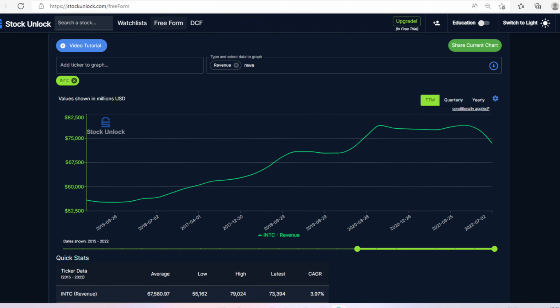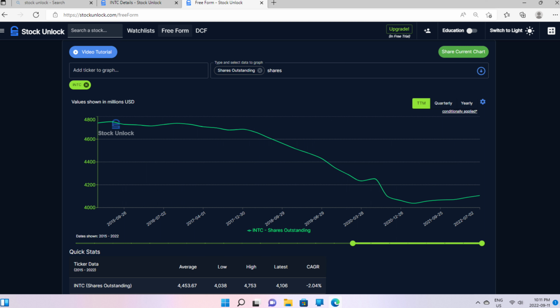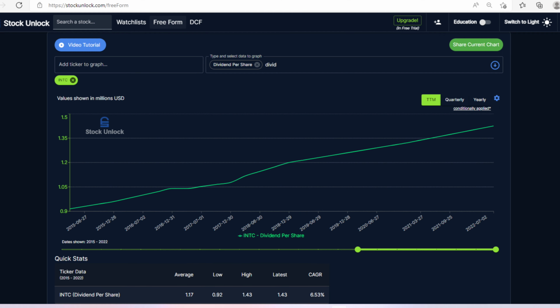Let's move on to the freeform tool to see how the company has performed over the past few years. In the freeform tool, I like to see at least 7 years of financial data. Here on my screen, you guys can see revenue is growing at a compounded annual growth rate of 3.97%. The income has grown over the past 7 years at 7.17% compounded annually. The number of shares outstanding has decreased by almost 2.04% over the past 7 years. Dividends per share has increased by 6.53%.